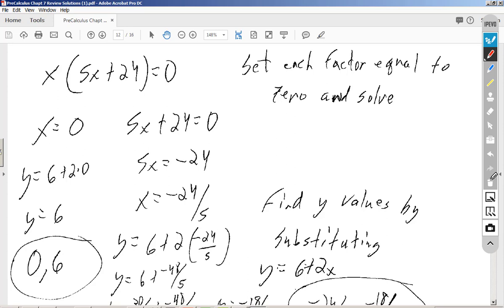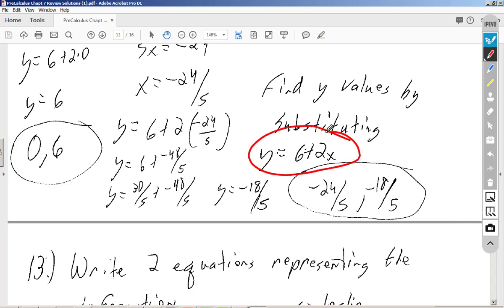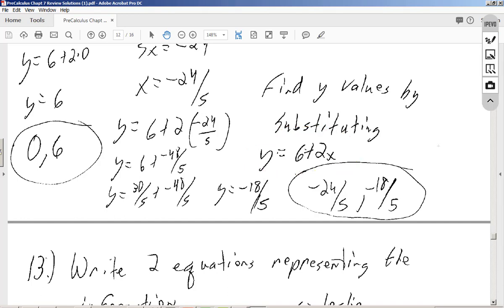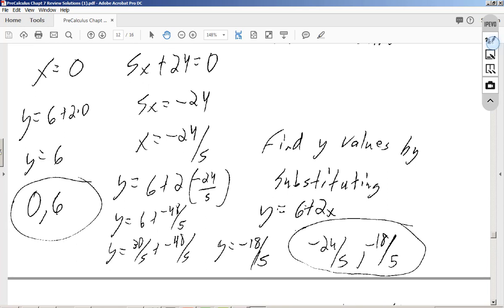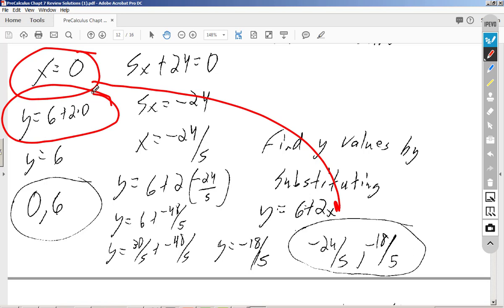So now to find the value of y that goes with those two answers, I just remember my equation that I had before. I had this equation right here of 6 plus 2x. So I'm going to do this first one of 0. When I substitute my 0 into this equation, I got y equals 6 plus 2 times 0. Of course, 2 times 0 is just 0, and 6 plus 0 is 6. So there's one of my solutions, 0 and 6.